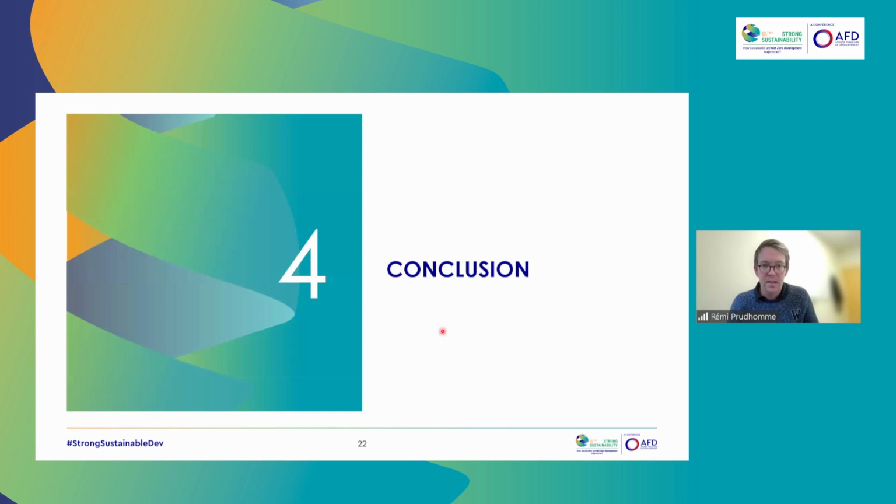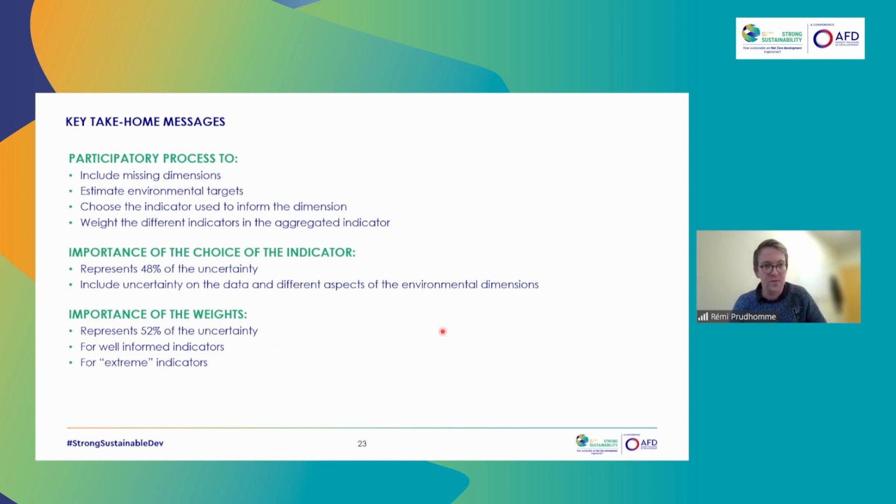So in conclusion, I hope I'm not too long. Maybe no, it's fine. In the ES gap, you have four ways to introduce participation to include diverse values in the assessment. In the choice of the dimensions, you can include the missing dimensions. You can use a participatory process to estimate the environmental targets, to choose the indicators that will be used to inform each dimension of the environment, and to weight the different dimensions in the aggregated indicator.